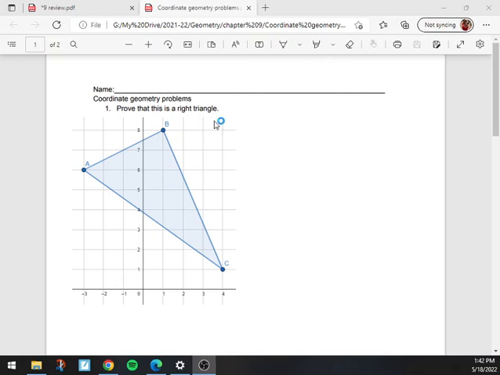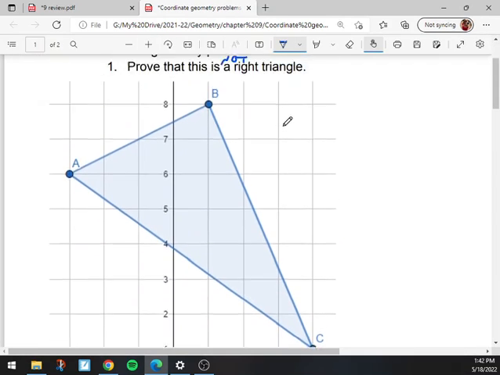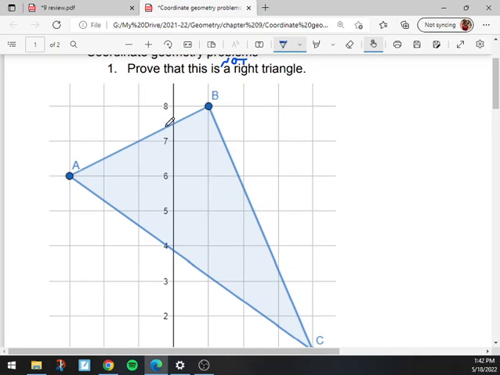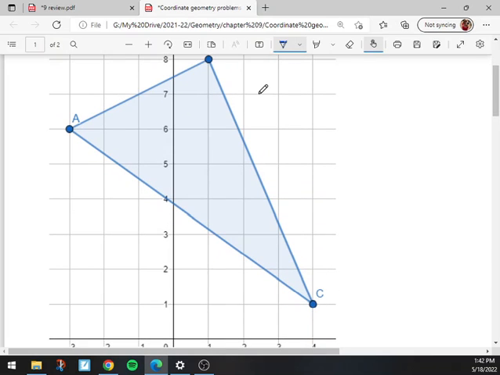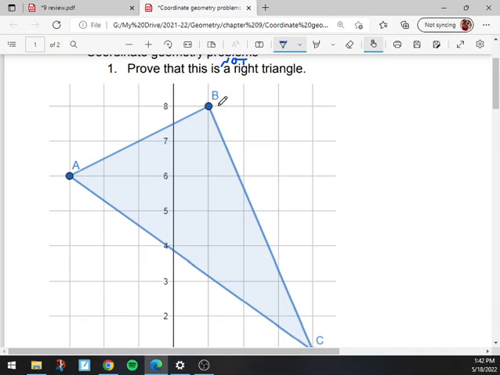We're going to go through the second page of the GeoGebra coordinate problems. Good job. So this first question says, prove this is a right triangle. It's supposed to say prove this is not a right triangle. All right, good start. Let's zoom in a little bit. So we're just trying to look and see if any of these is a right angle, then it's a right triangle. This looks like a right angle to me.